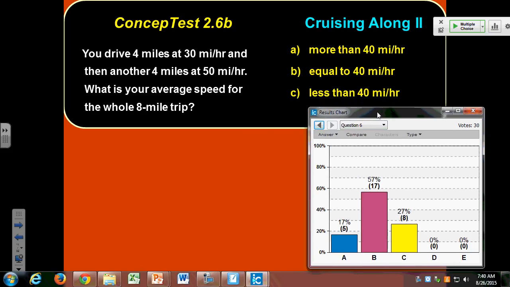Okay, so here I'm traveling at 30 miles an hour for a greater amount of time, equal amount of time, or a lesser amount of time than I'm traveling at 50 miles an hour. Which is it? Greater amount of time, because I'm traveling the same distance, but I'm going more slowly, right? So at 30 miles an hour, I'm traveling for a greater amount of time. You follow me?